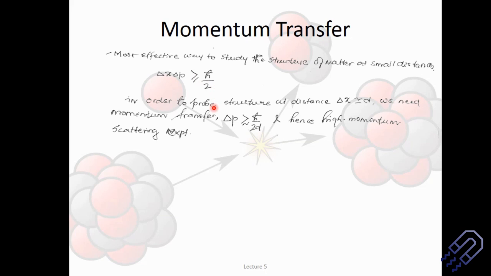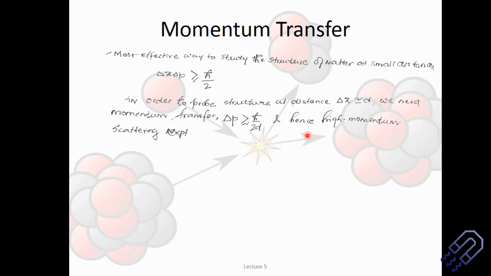Okay? So if we actually want to probe the structure at a distance, let's say Δx, for convenience I'll just consider it to be d. Okay, d. So that is small, it still remains small. We actually need a momentum transfer. That means there is some kind of energy, momentum, which is actually getting transferred from the electron to the nucleus. Okay, it might not change the structure as such, but then there is of course some kind of effect. Okay, so then this Δp, which is the change in momentum, is given by ħ divided by 2d. So this is the uncertainty in momentum. I think this is very simple and we know. And this is basically applicable for high momentum scattering experiments.